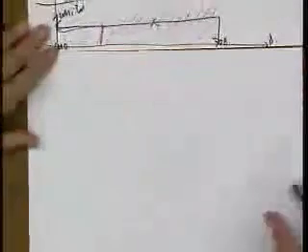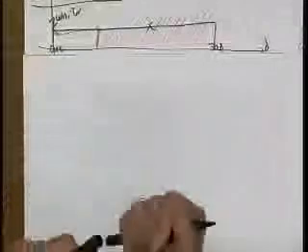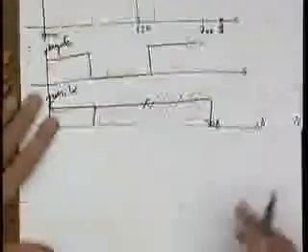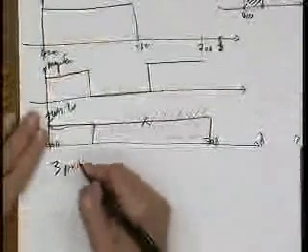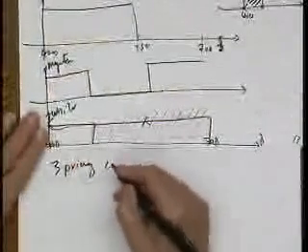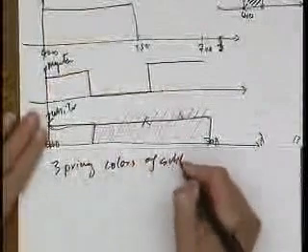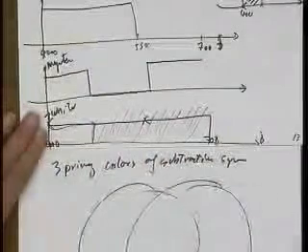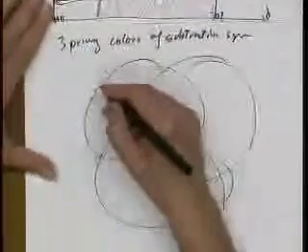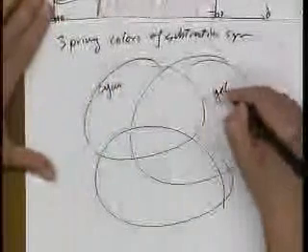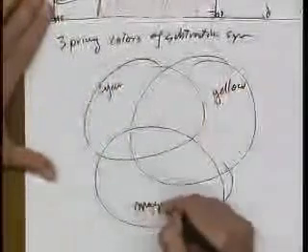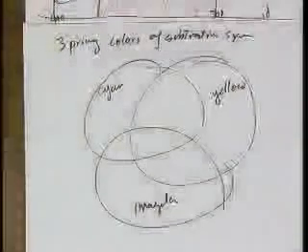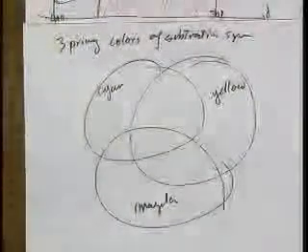Okay. So what are the primary colors? Why did I draw all of these things? Well, the three primary colors of a subtractive system are cyan, yellow, and magenta. So here's cyan, here's yellow, and magenta. So notice that the primary colors of a subtractive color system are the secondary colors of the additive color system.